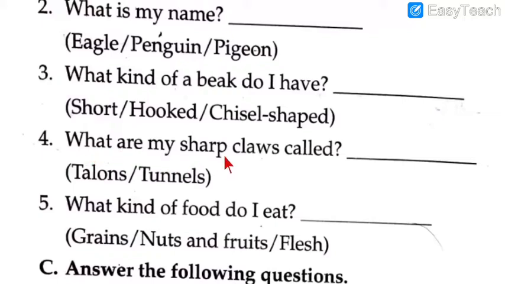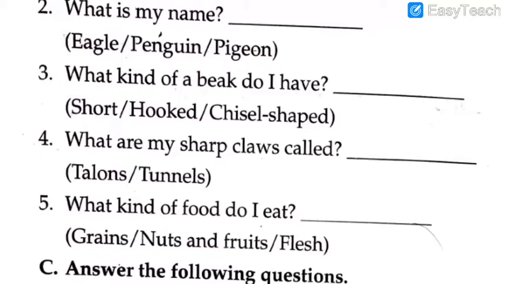What are my sharp claws called? Options are talons or tunnels. So, think about it. Your time starts now. 1, 2, 3, 4 and 5. And the last question for question B, number 5.